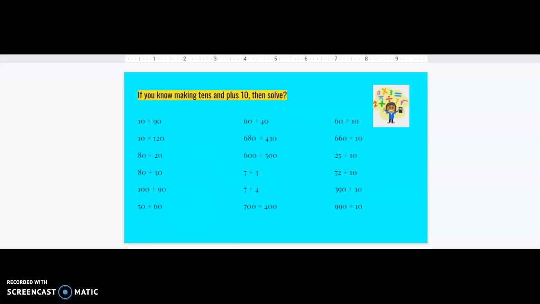Awesome work. So if you know making 10s and plus 10, then let's solve some of these. And again, what we are learning is how to be fluent. Being fluent means how quickly can I add these problems? And remember, with the power of yet, we may not be able to add these within a minute yet. But the more we practice, the quicker we get. So go ahead and pause the video and solve some of the problems that we have here.